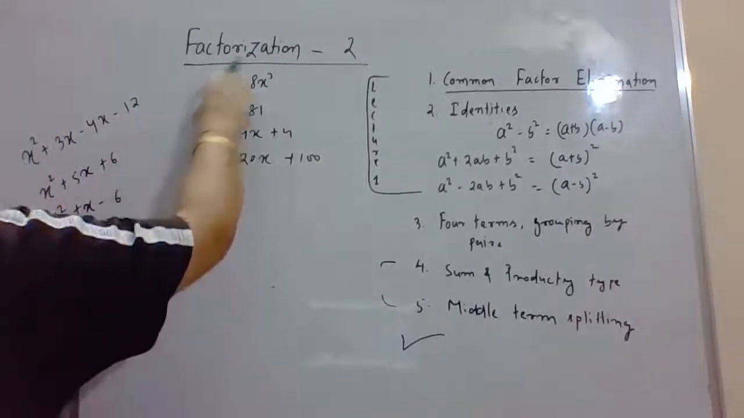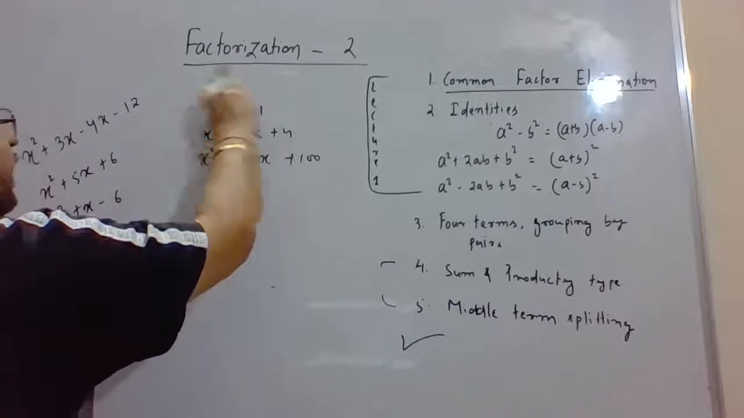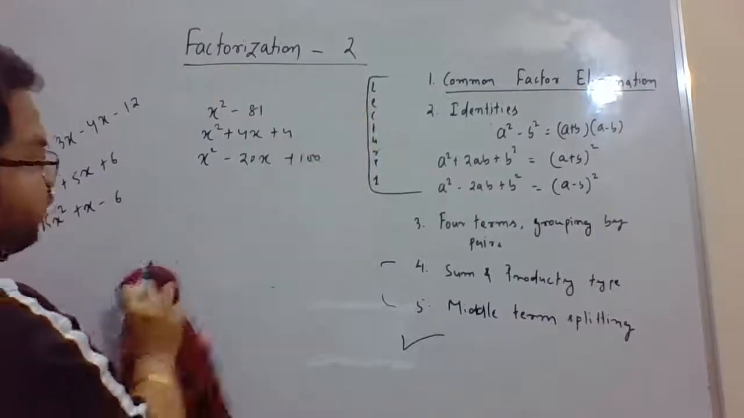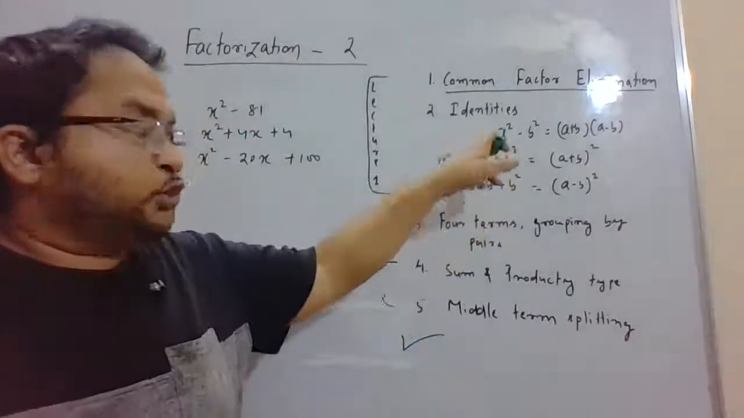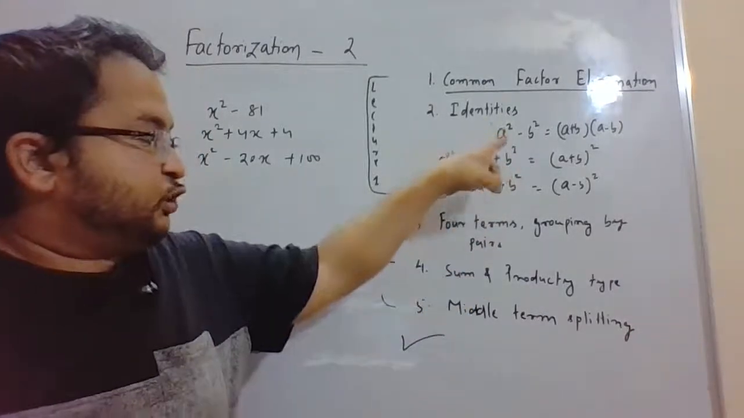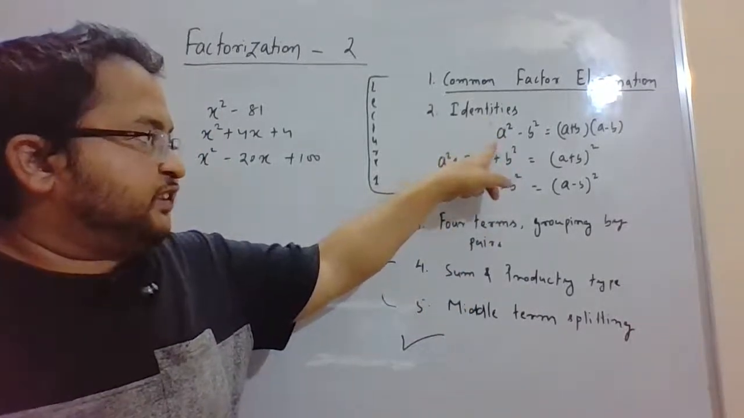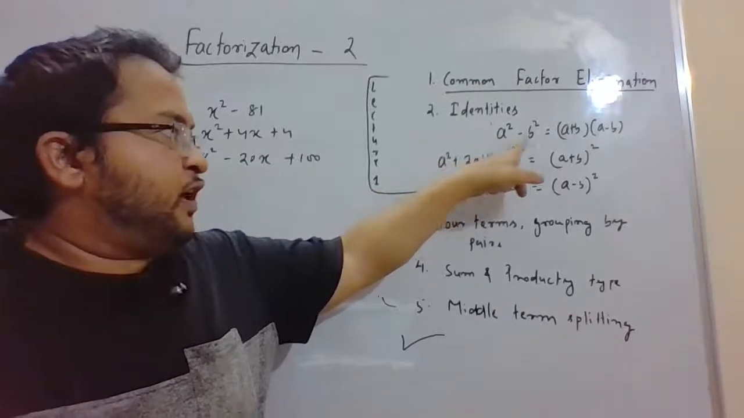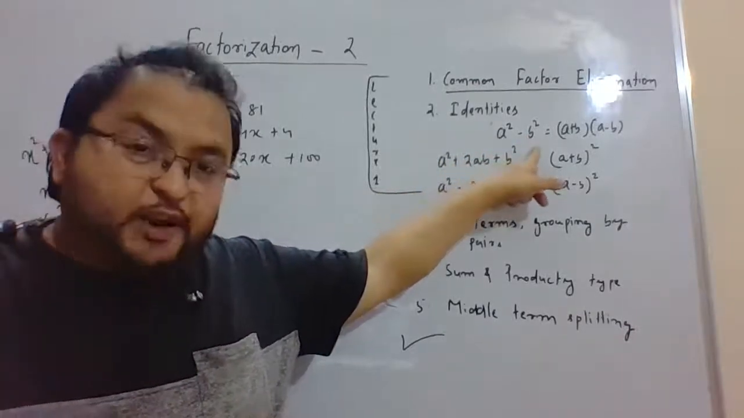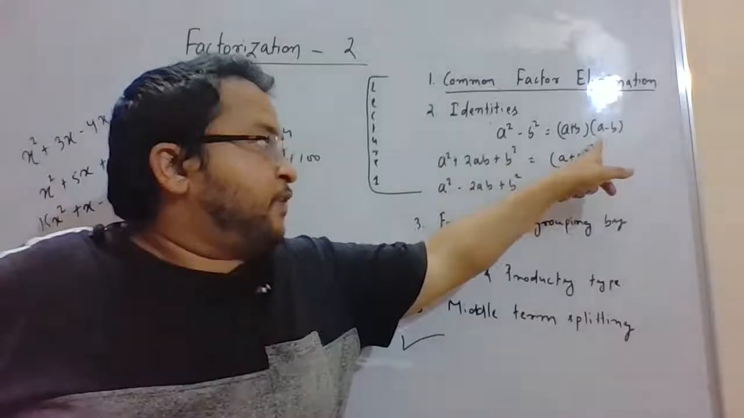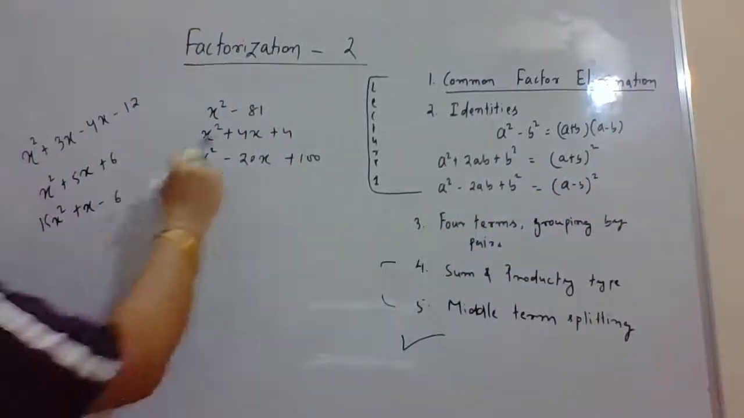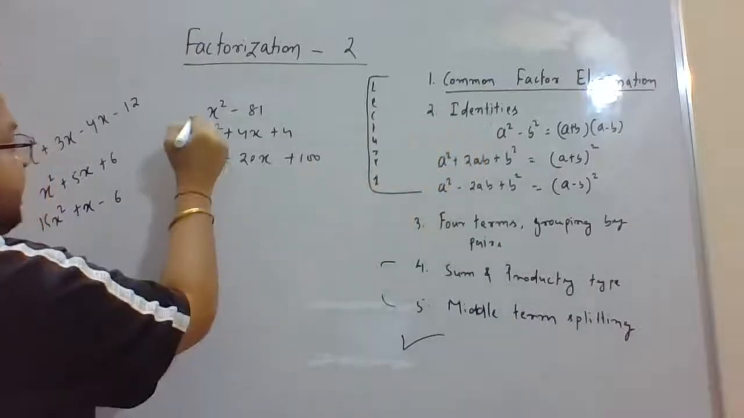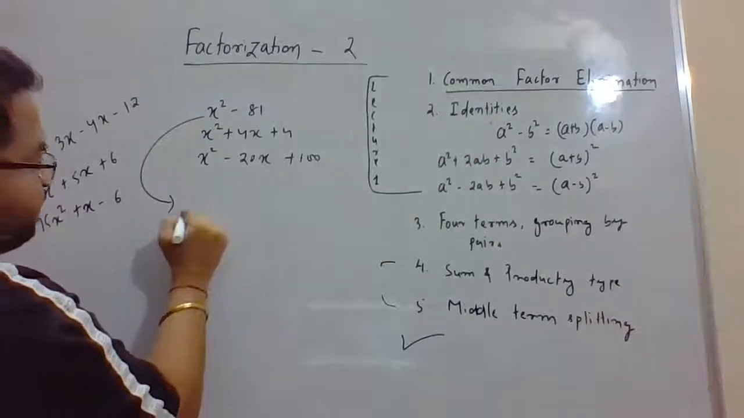Now let us see the other things which we saw in the first video. The second thing was the use of three identities. If my expression is given in terms of a squared minus b squared, then it can be factored as a plus b into a minus b. By using that identity, we can solve this problem.